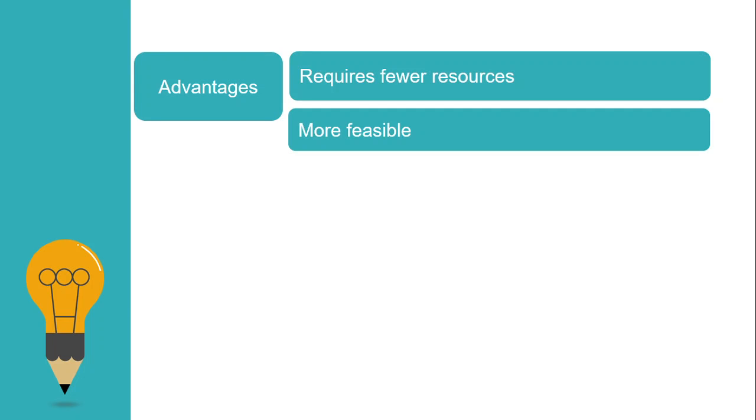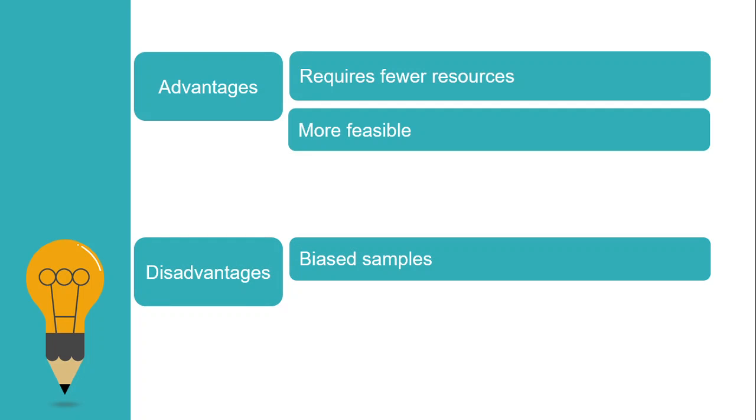The division of the entire population into homogeneous groups increases the feasibility of the sampling. Additionally, since each cluster represents the entire population, more subjects can be included in the study. So this is a more feasible technique for sampling.